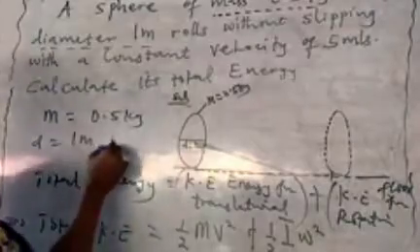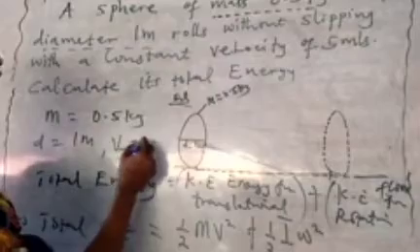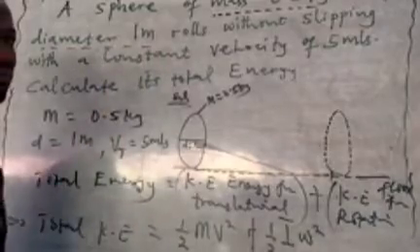Velocity, that is our v. The constant v sub t, that is the tangential velocity. The speed of rotation was given as 5 meters per second. Please don't confuse yourself. This speed given here is not the angular velocity. It is the tangential velocity.